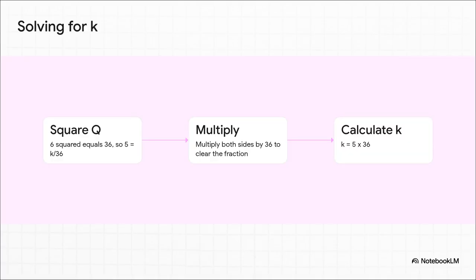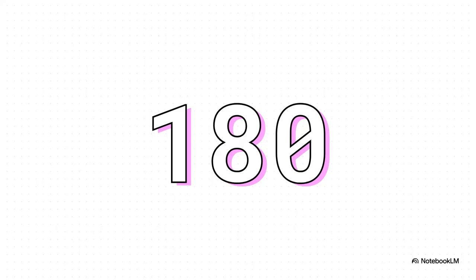First up, we square the 6. 6 times 6 is 36, so the equation simplifies to 5 equals k divided by 36. Now, to get that constant k all by itself, we've got to eliminate the denominator. We just multiply both sides by 36. That perfectly isolates our variable and leaves us with super straightforward math. k equals 5 times 36. And boom, there it is. 5 times 36 gives us exactly 180. We just found our constant of variation.